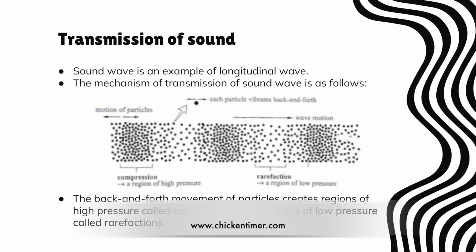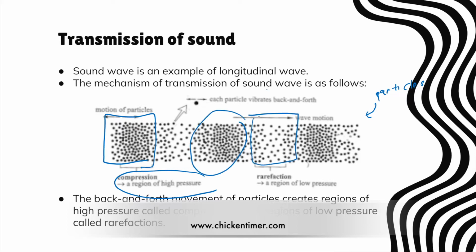So then, proper definitions here. The diagram is a bit blurry. This is in particle form, air particles. You see compression here as a region of high pressure. That means you have a lot of air here. Then in the low pressure area you have fewer particles.